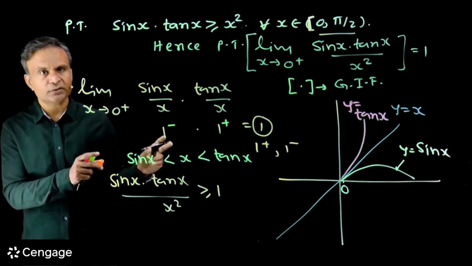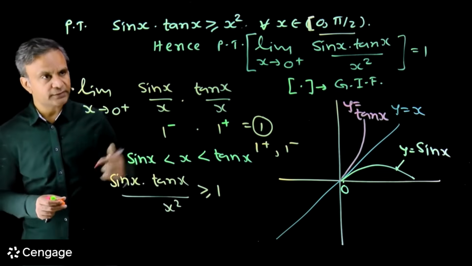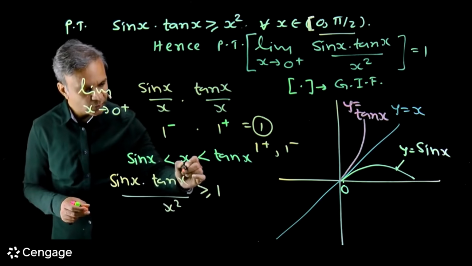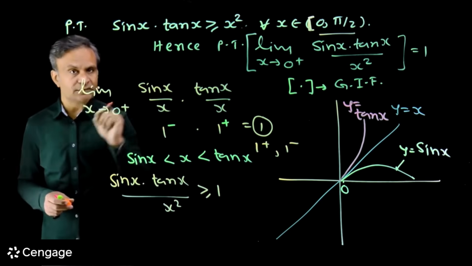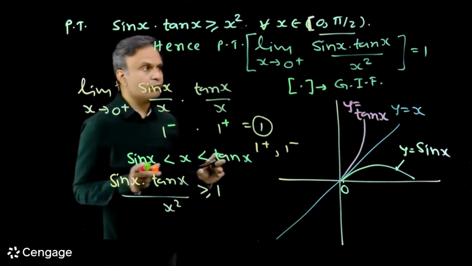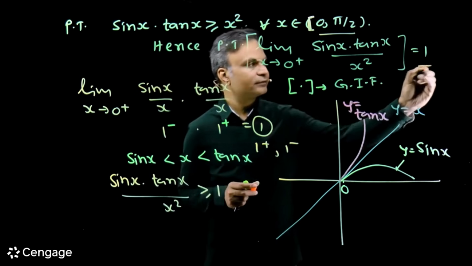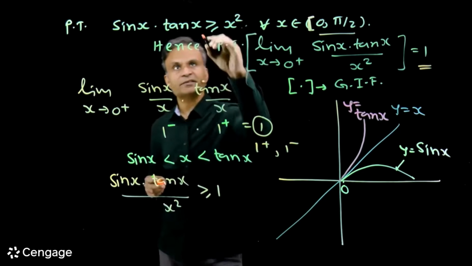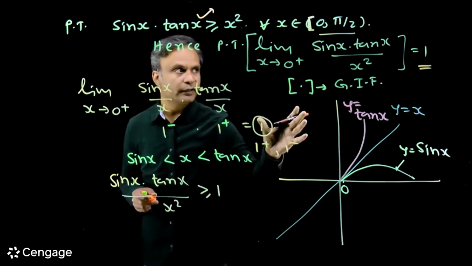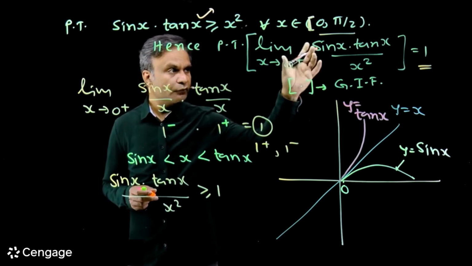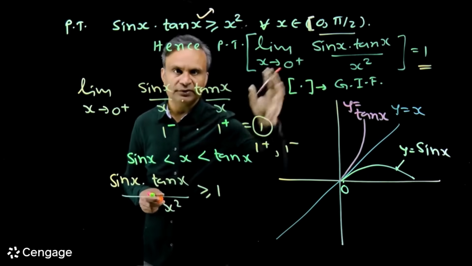जब x 0 प्लस 0 को अप्रोच करेगा राइट हैंड साइड से, तो ये रेशियो 1 को अप्रोच करेगा, but that limiting value will be 1 plus and the greatest integer of 1 plus is 1. ठीक है, तो अब समझ में आ रहा है कि इस इनइक्वालिटी को हमने यहाँ पे कैसे यूज किया. Why this is required to find the value of this. Okay.